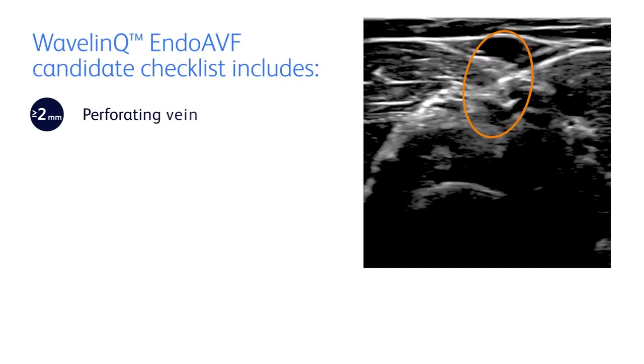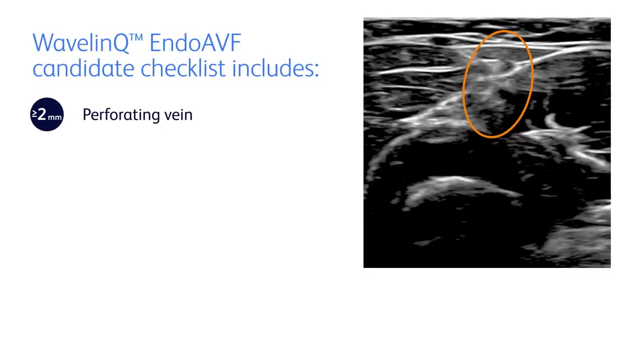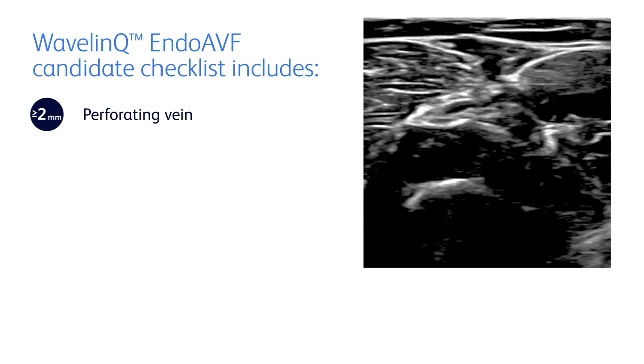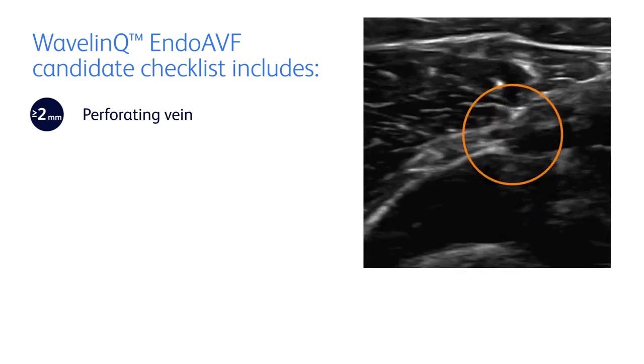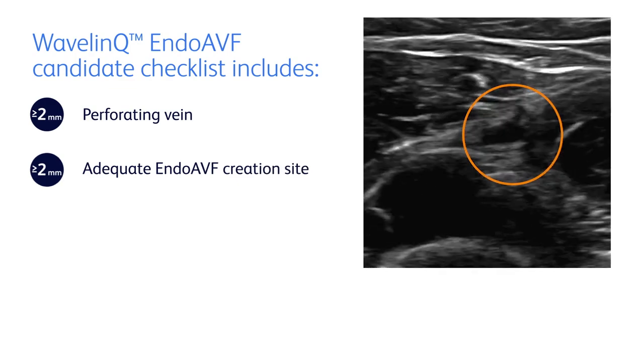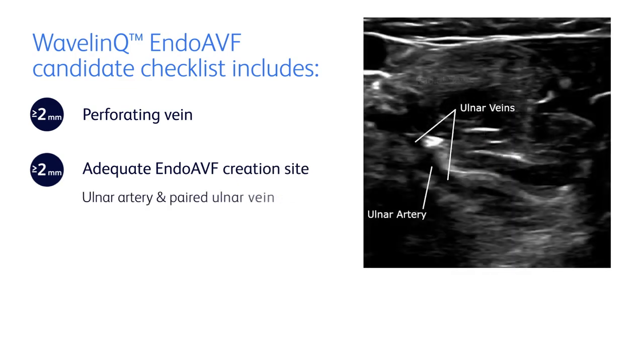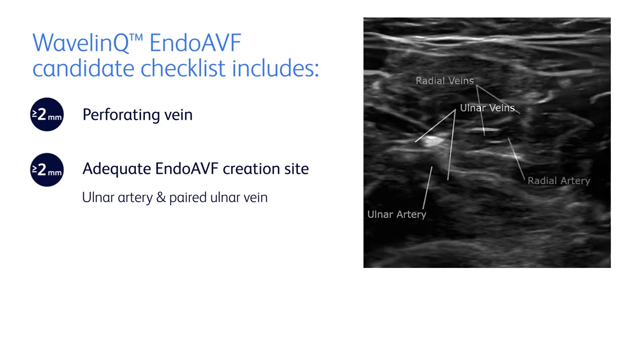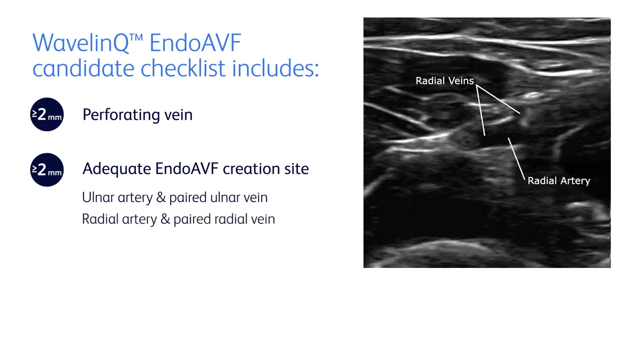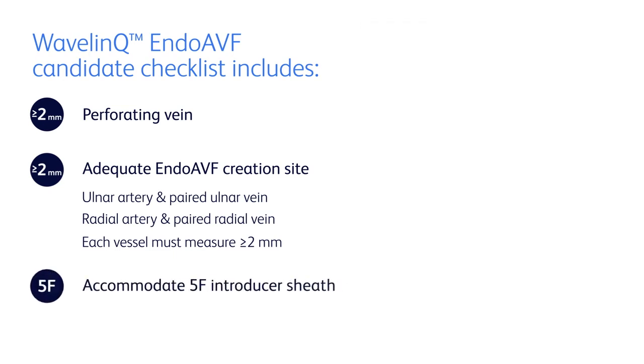First, a perforating vein at least 2 mm in diameter must be present, as this is how the superficial and deep veins communicate. Second, an adequate EndoAVF creation site is needed with either the ulnar artery and a paired ulnar vein, or the radial artery and a paired radial vein, measuring at least 2 mm in diameter. Finally, the vein and artery used for access need to accommodate a 5 French introducer sheath, which is approximately 2 mm in diameter. Not all patients will be candidates for the WavelinQ EndoAVF system procedure.